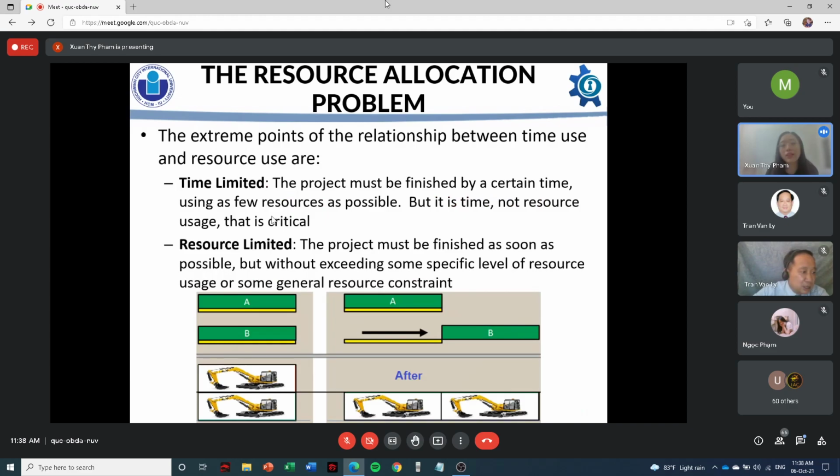In the trade-off relationship between time use and resource use, there are two extreme points: time limited and resource limited. Time limited means that there is no resource constraint, but the project should use as few resources as possible. However, this project must finish by a certain time. Opposingly, resource limited means that there's no time constraint. It just needs to be finished as soon as possible, but there is a specific level of resource that we cannot exceed.